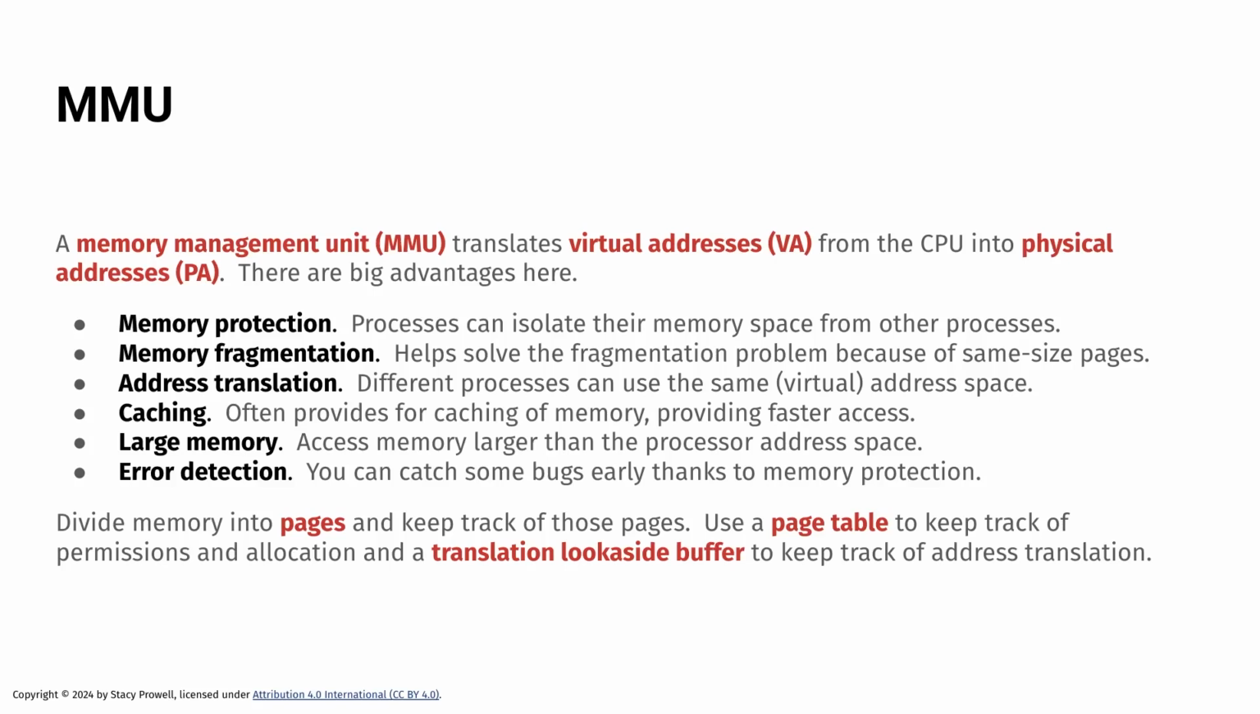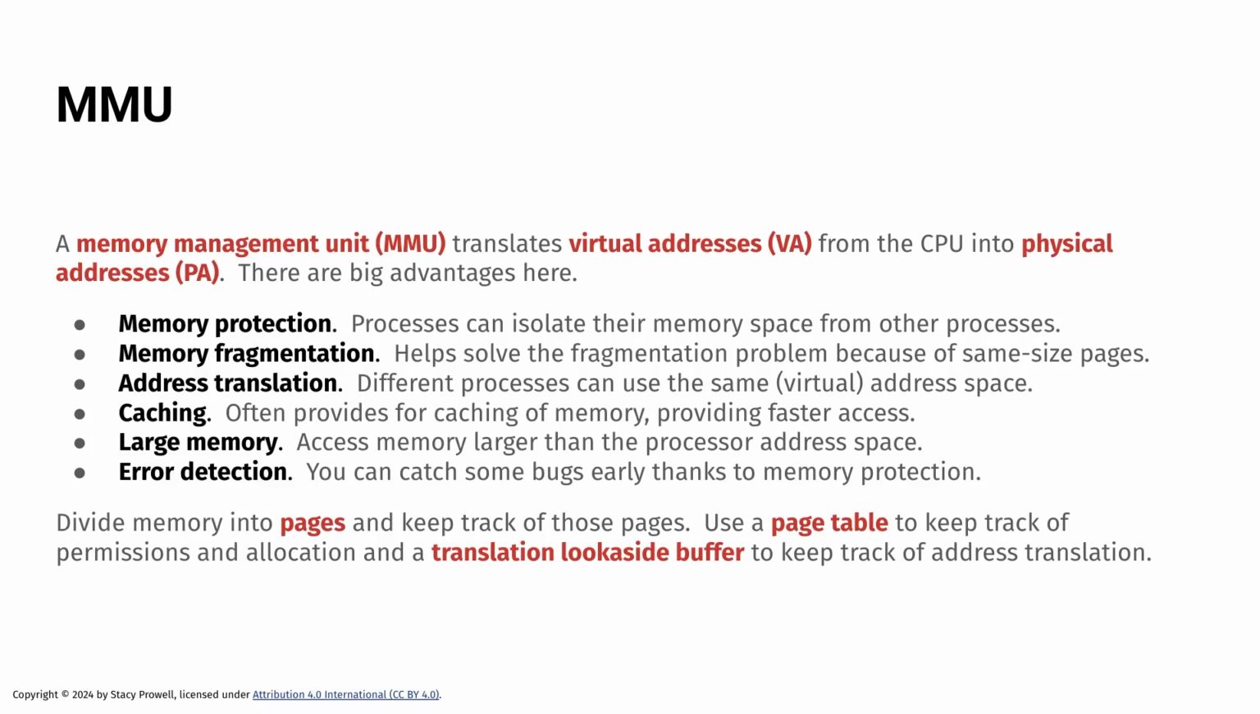Caching. Typically, this is where you get caching built into the system. Large memories are handled by this process because, again, the address space is virtual. Maybe every process has a 64K address space, but really I've got 256K of memory. That's okay, that will work.